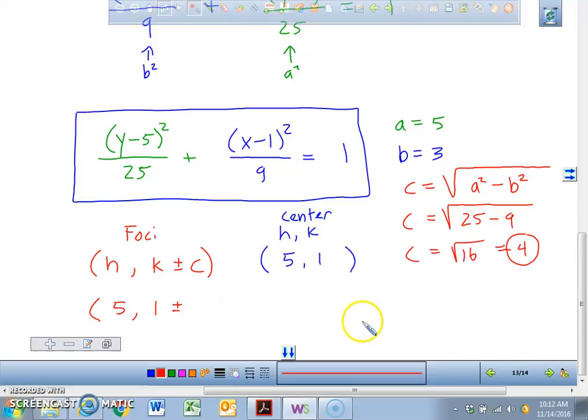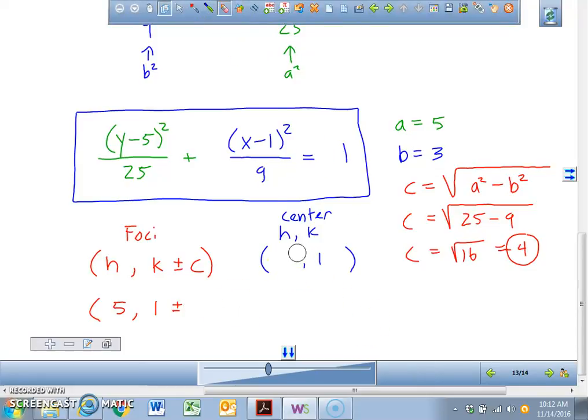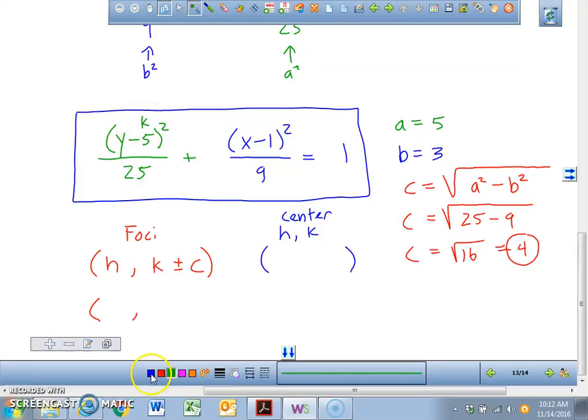and I messed up here. Our HK, by the way, this represents our K value. This represents our H value. So our H value is actually 1. Our K value is a 5. So our foci is 1, comma, our K value, which is a 5, plus or minus a 4.